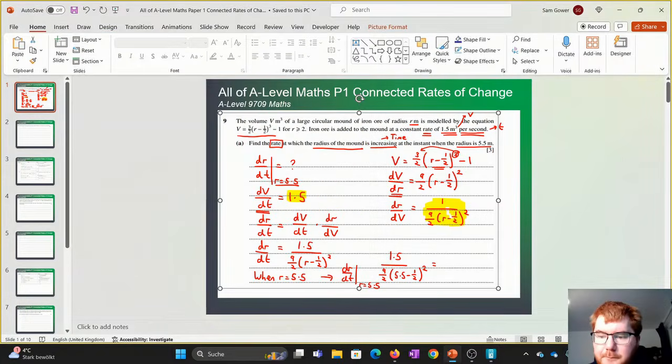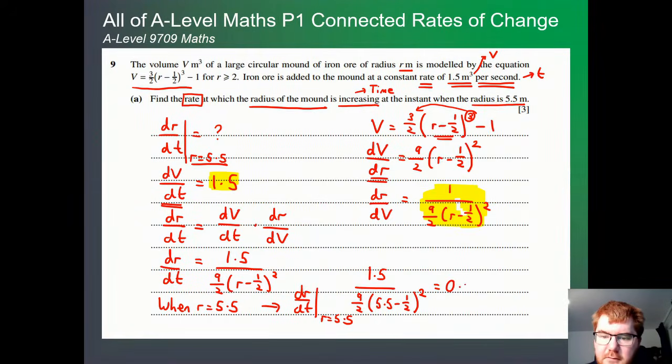0.0133. Let's think about the units here. Well, the radius is increasing, so that's in meters, and then the time taken is in seconds. So we're going to have that in meters per second for our 3 marks.